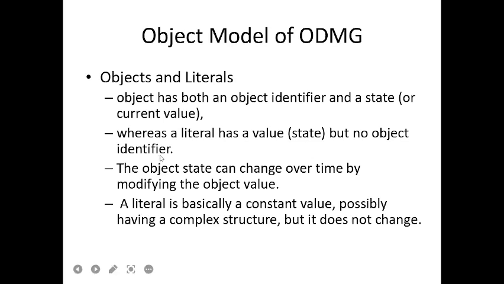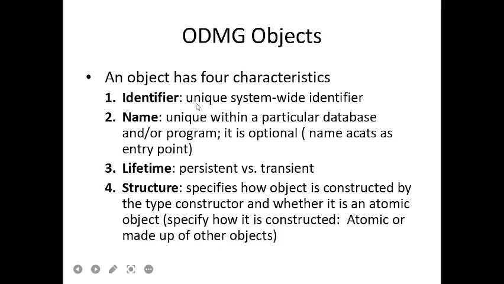The object state can change over time by modifying the object value. And a literal is basically a constant value, possibly having a complex structure, but it does not change. That is a literal. And an object has mainly 5 characteristics, that is identifier, name, lifetime, structure, and creation.